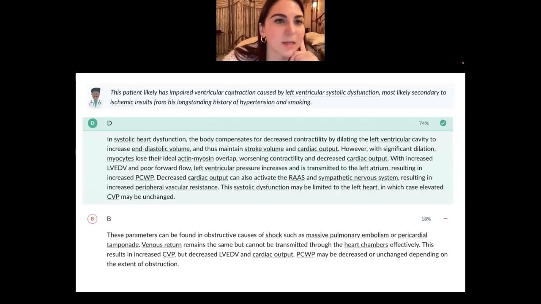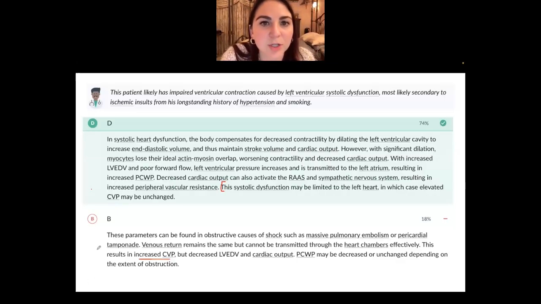So yes, this is what I was trying to get at when I was explaining it earlier. This guy has systolic dysfunction that may be limited to the left heart, in which case elevated CVP may be unchanged. CVP is really going to be more like they're going to sound really leaky with a true right-sided heart failure problem.